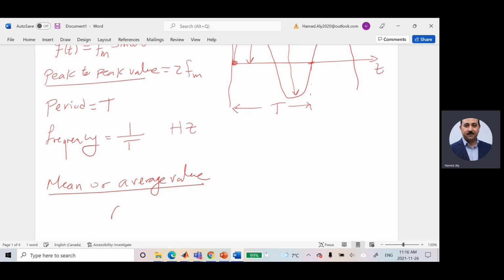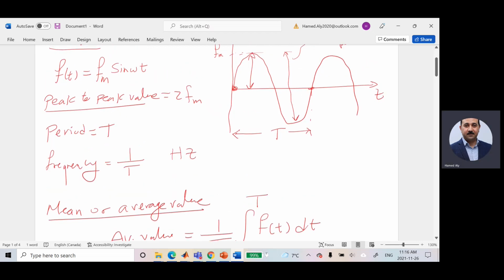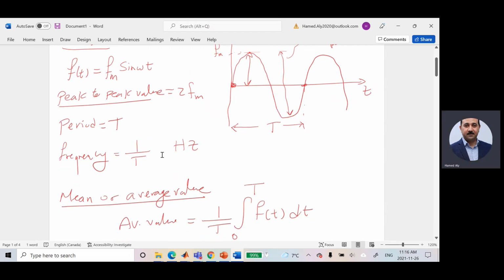And they defined the average value as 1 over the period times the integral from 0 up to the period of the function f of t dt. Okay, so if I go to this equation and look at the graph here, the integral from 0 up to T, which is the period, will be equal to what? It will be equal to 0. So they found that I couldn't use the average to represent that quantity.